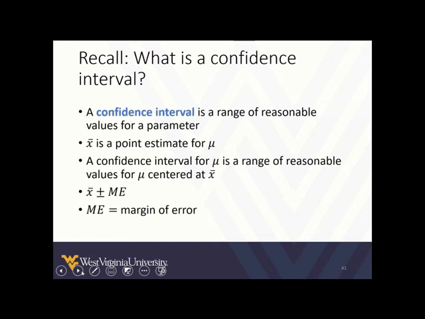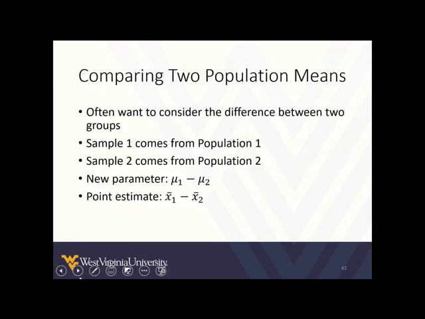And so, just a brief recall, what is a confidence interval? A confidence interval is a range of reasonable values for a parameter. A sample mean is a point estimate for mu. A confidence interval for mu is a range of reasonable values for mu centered at the sample mean. And the sample mean plus or minus a margin of error is what constitutes our confidence interval. So when we are comparing two population means, we pull a sample 1 that comes from population 1 and a sample 2 that comes from population 2. And so our new parameter is mu 1 minus mu 2, which implies that our new point estimate will be the sample mean from sample 1 minus the sample mean from sample 2.